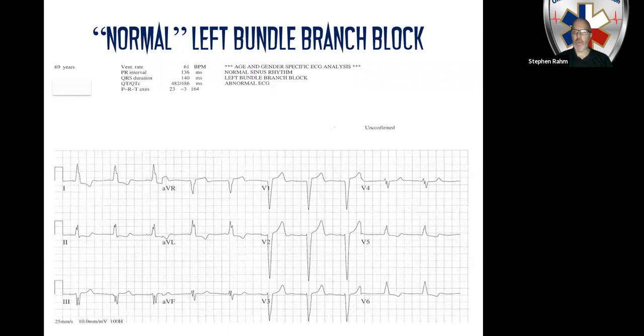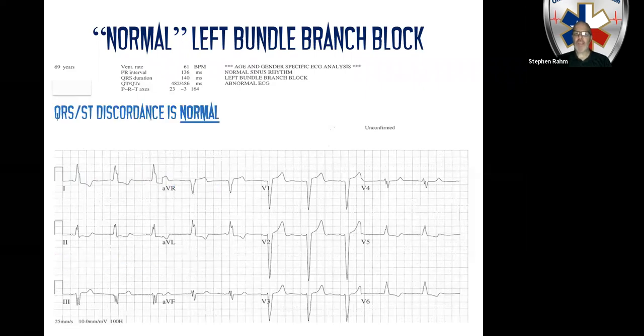All right, so let's talk about what is normal for left bundle branch block. I alluded to this earlier. We should expect to see some ST elevation. So what is normal? Well, if you look at this entire tracing, you'll notice that wherever the QRS complexes are going, the ST segments are going in opposite directions. In other words, you have what is called QRS-ST discordance, and that is perfectly normal for left bundle branch block. It's one of those findings you would expect to see.